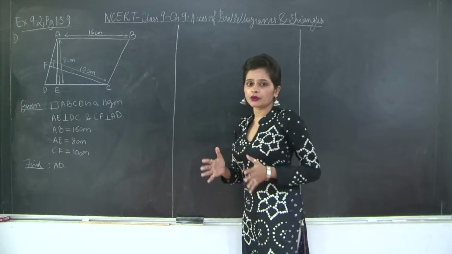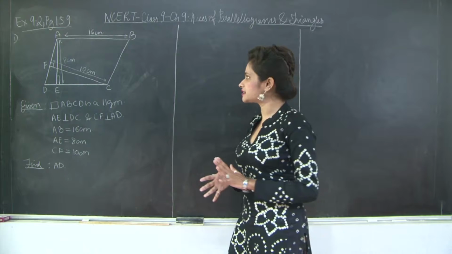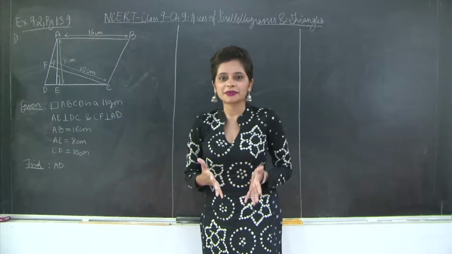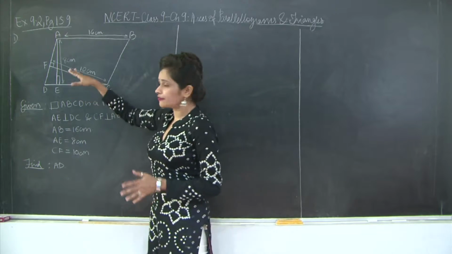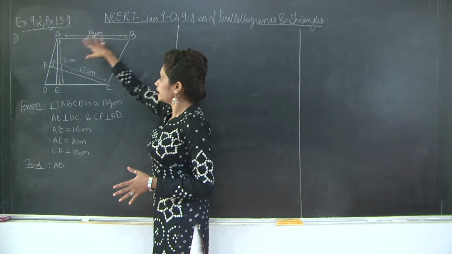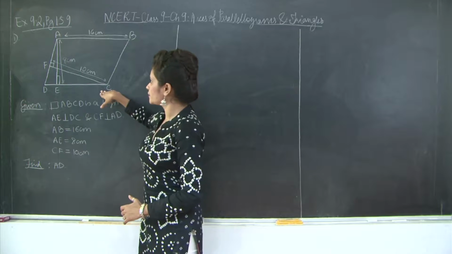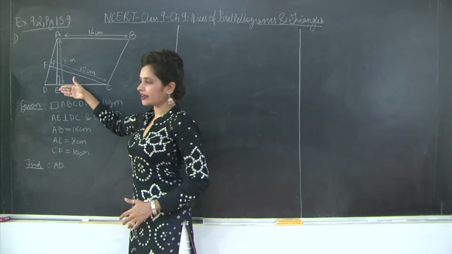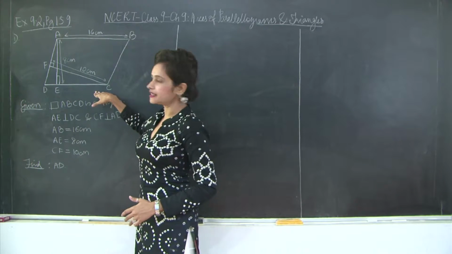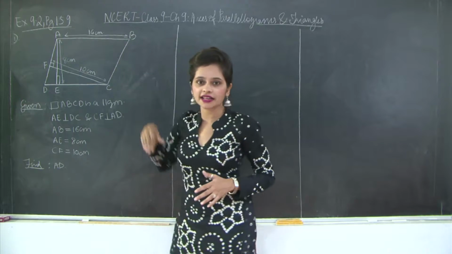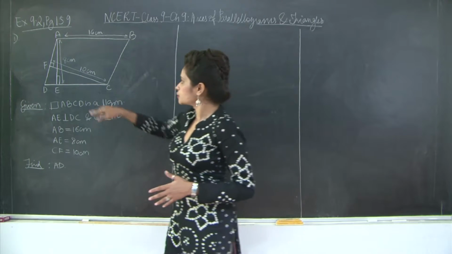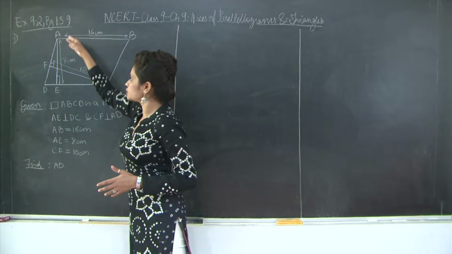So now we know that area of a parallelogram is what? Base into height. So if you take a look at this parallelogram just the way as it is, you have the base as DC and the height as AE, right? Now what is the length of DC? It is going to be the same as AB because they are the opposite sides of the parallelogram. So it's going to be 16 into 8.